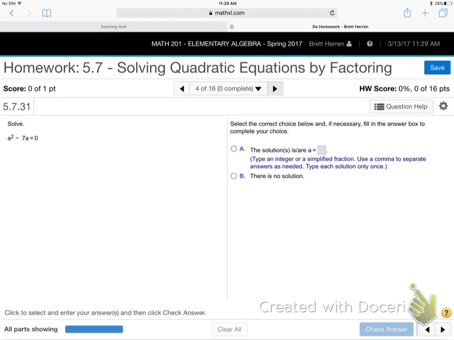Okay, so try that one. A squared minus 7a equals 0. Again, it's got the equal 0, right? So that's the new part.